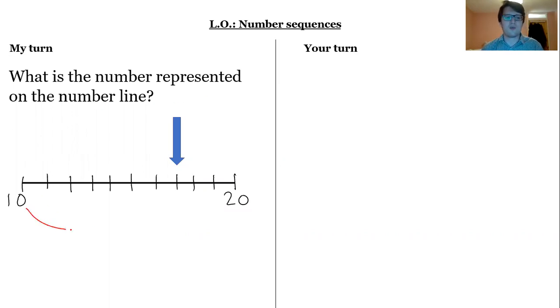So the way to think about it is, what's the difference? What's the gap between 10 and 20? And hopefully we know the answer to that is 10, because we know our number bonds to 20 from year 2.